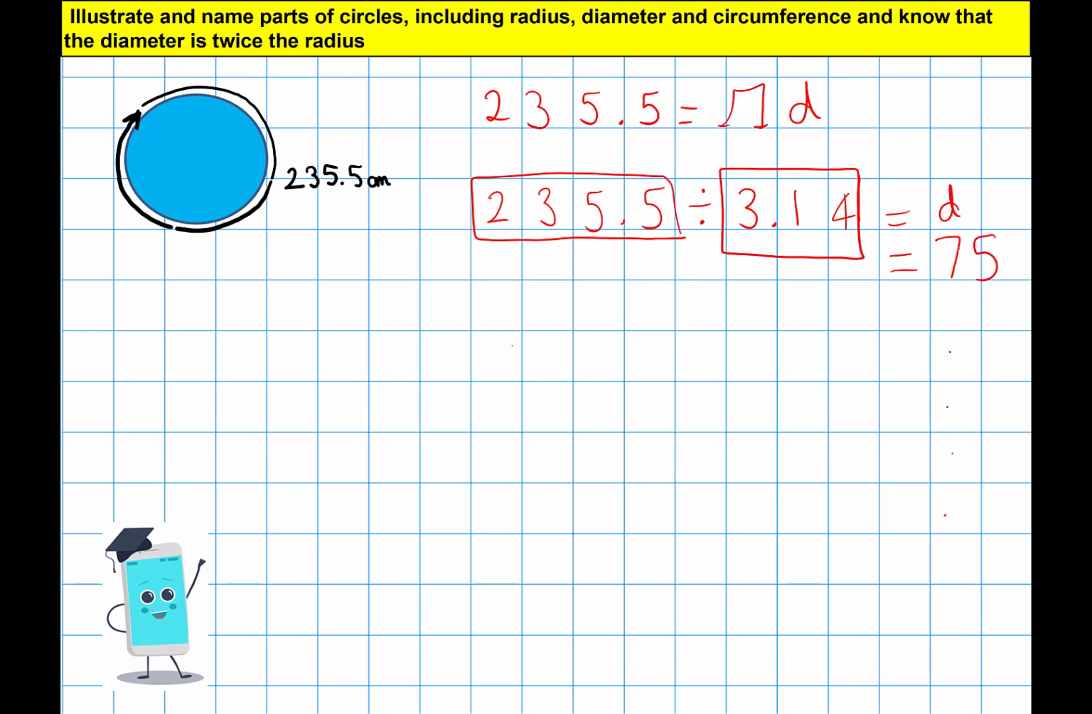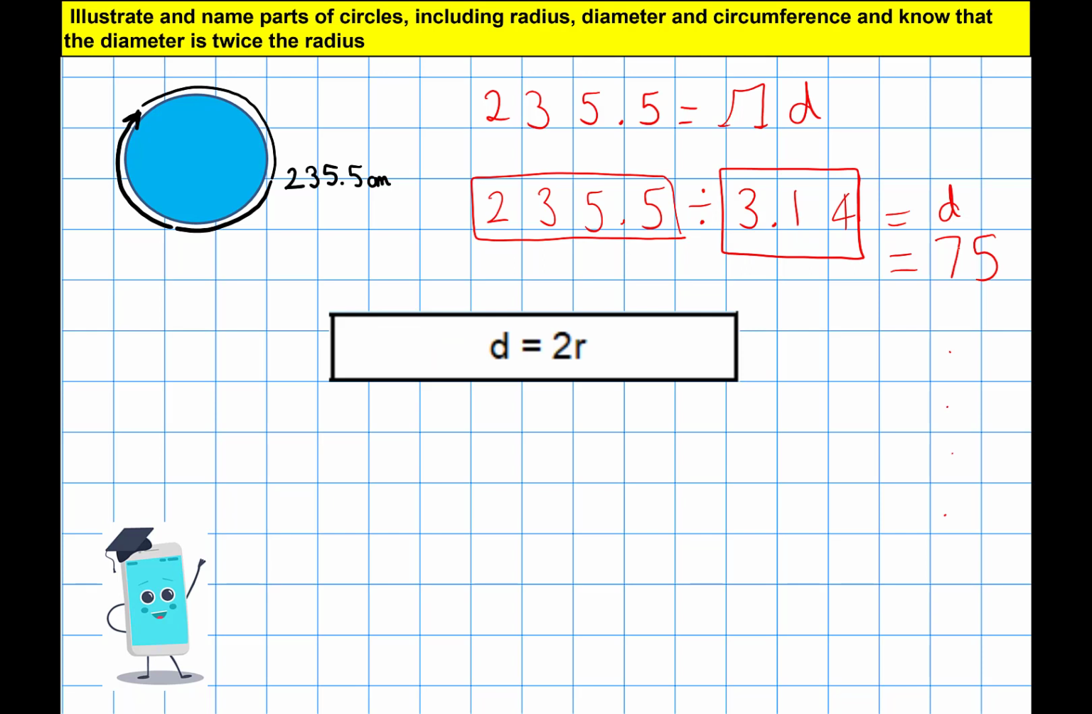Equals 75. If I know that my diameter is 75, how will I use that to find out what my radius is? I'm going to halve it because the diameter is equal to 2 times the radius. So 75 is equal to 2 times the radius. So 75 divided by 2 will equal the radius. And 75 divided by 2 is 37.5 centimetres. Okay, give it a go.